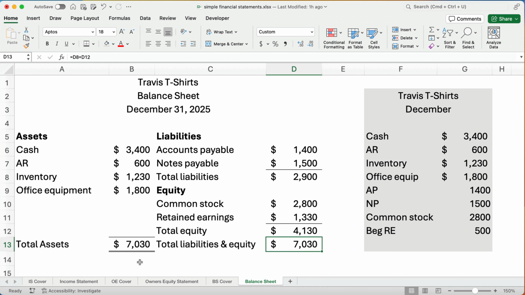So the big categories on the balance sheet are assets, what we own, liabilities, what debts we have, and then equity, how much the owner has claim to. So the owner, Travis, has equity of $4,130. If he closed this business down and paid off all the debts and got cash for everything, then he would have equity of $4,130.